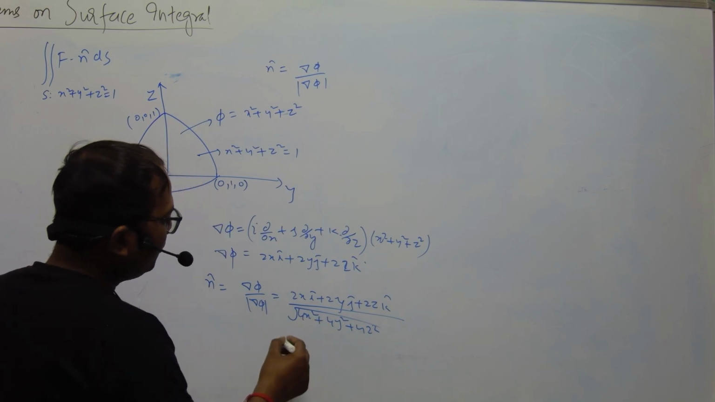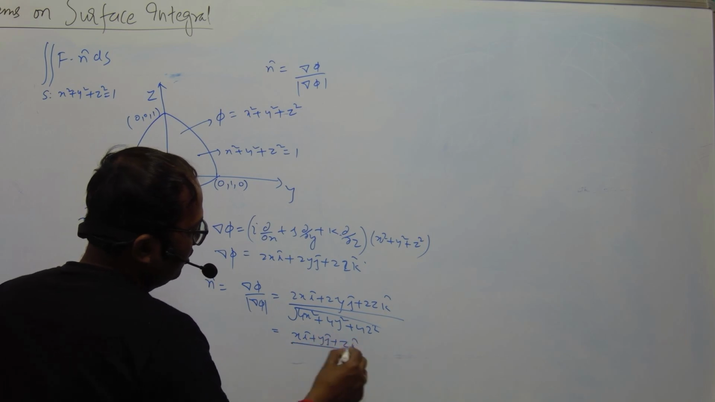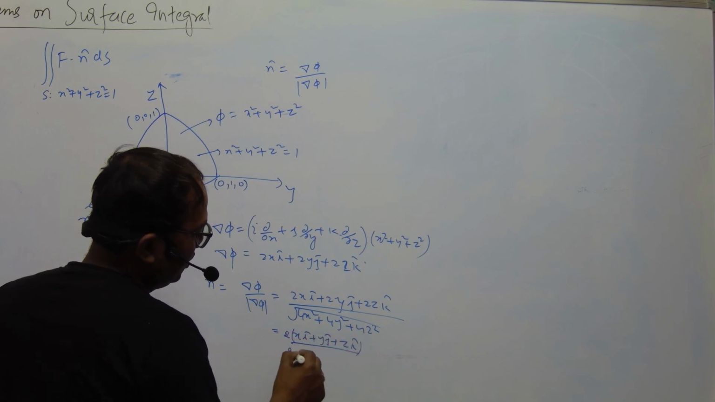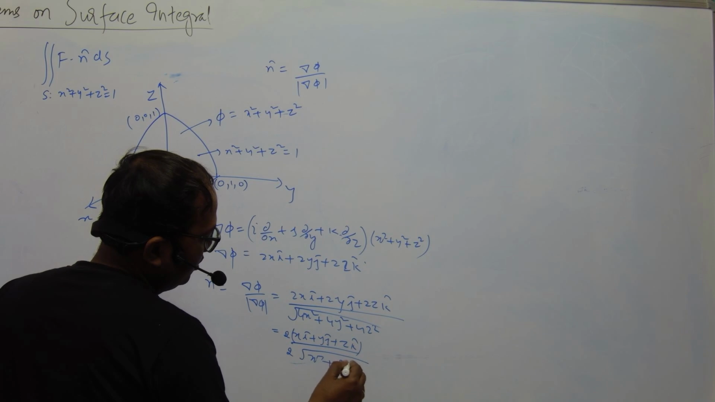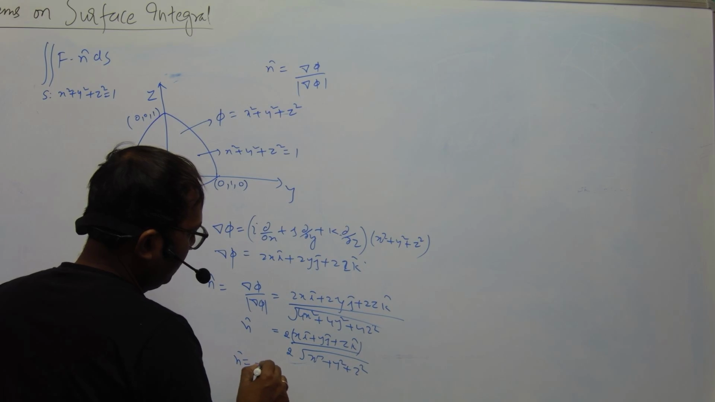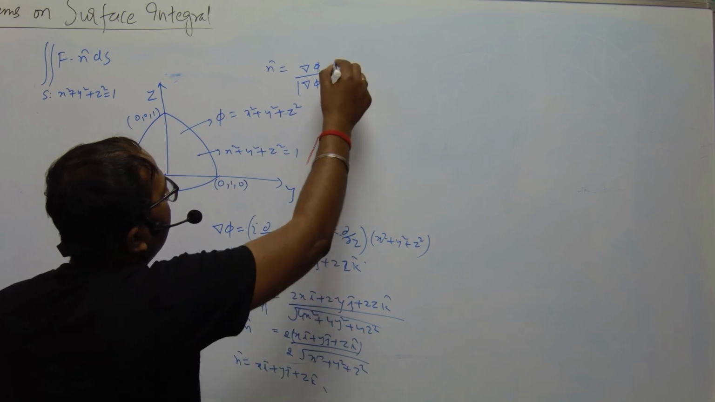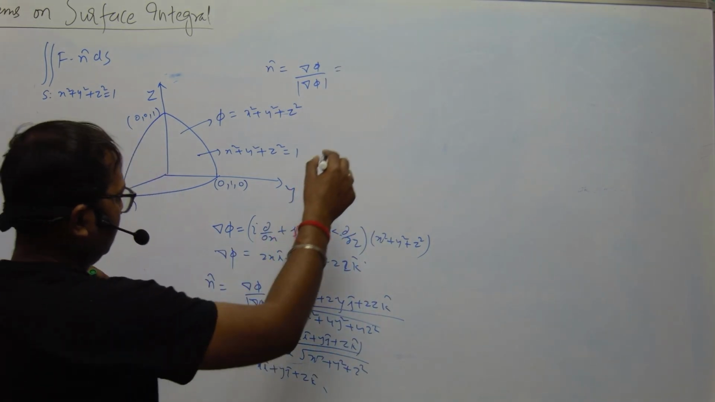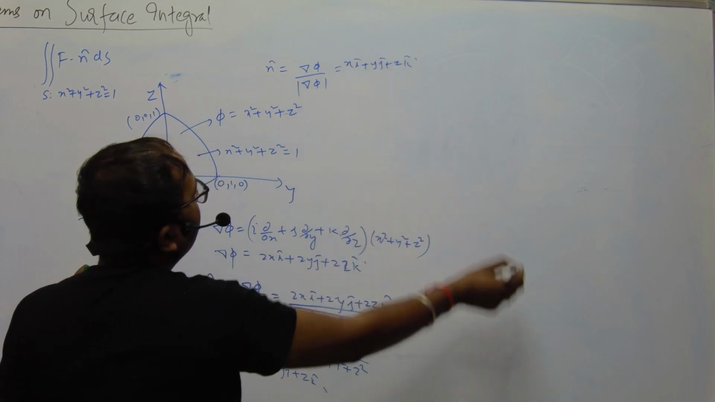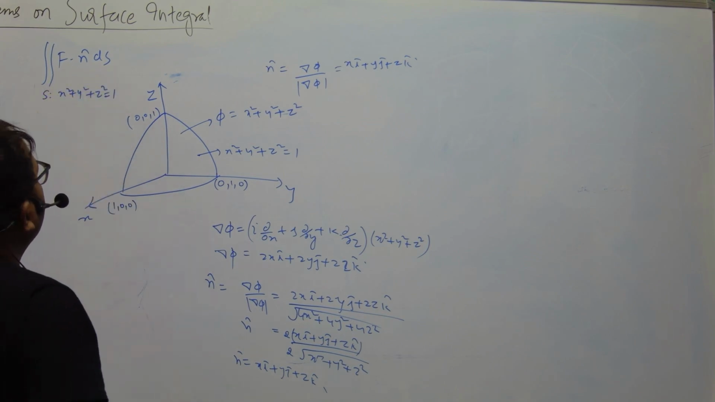So this will be equal to x i cap plus y j cap plus z k cap upon, taking 2 outside, 2 times the square root of x square plus y square plus z square, which is 1. So we have the value of n cap as x i cap plus y j cap plus z k cap. Now let us find the value of ds.